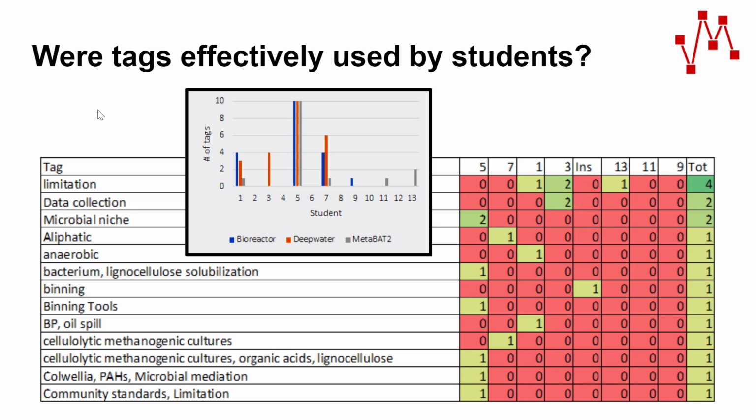Tags become valuable when there is some purpose for cataloging. In our case, an obvious ontology would revolve around the topic of metagenomics. Tags like aliphatic, BP, oil spill, organic acids, lignocellulose, PAHs don't really fit with a metagenomics theme. As instructors, we could have better helped students see the value of tags and tag conventions in article annotation.